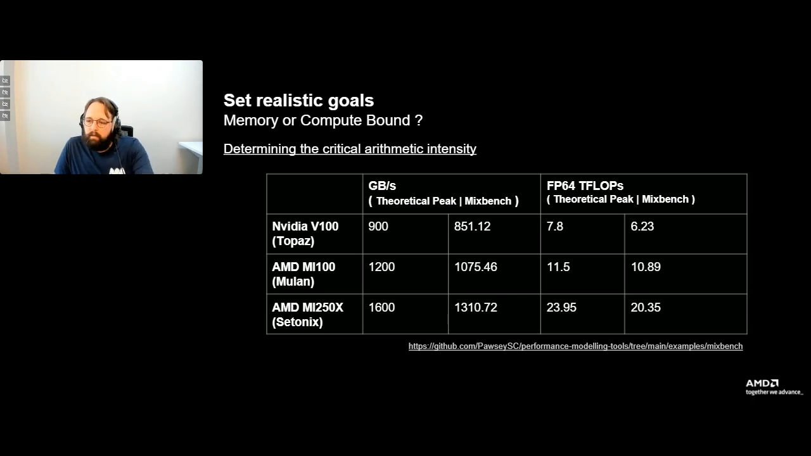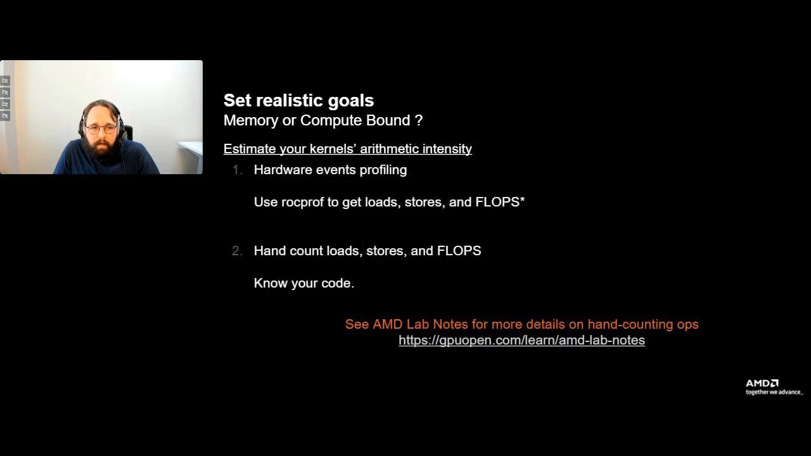Now, in terms of calculating the theoretical or critical arithmetic intensity, we have these Mixbench numbers. Essentially what you'll do is take the T-flops that you have, divide by the bandwidth you've got, and that will tell you what that critical arithmetic intensity is. And so once you have that number, what you really need to do then is figure out where your application lies. There are two ways to do that.